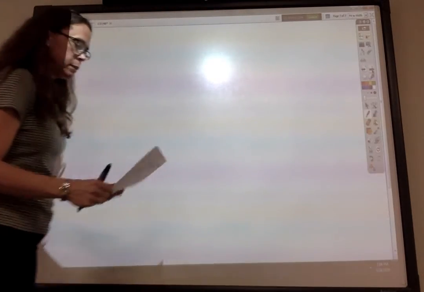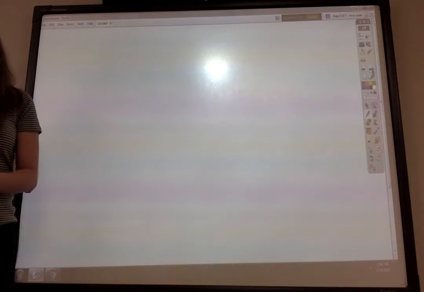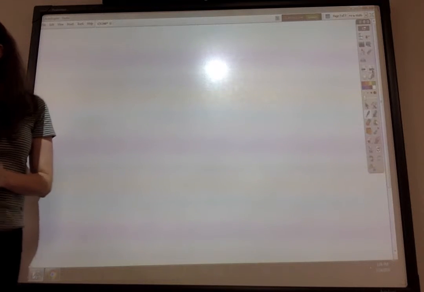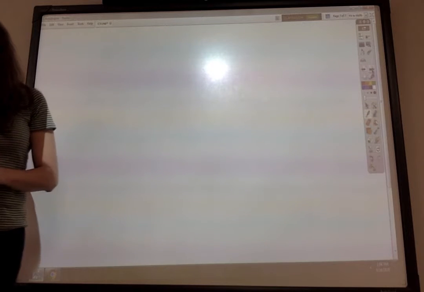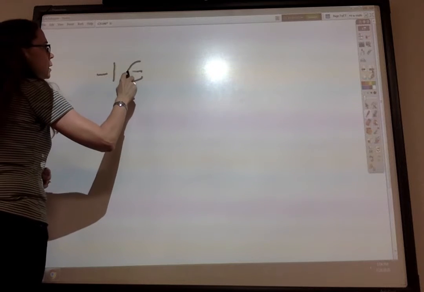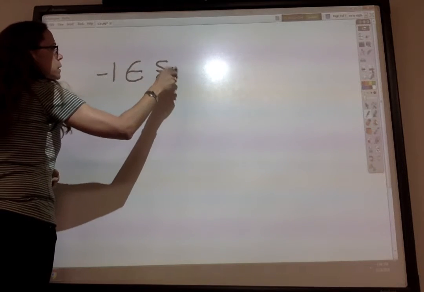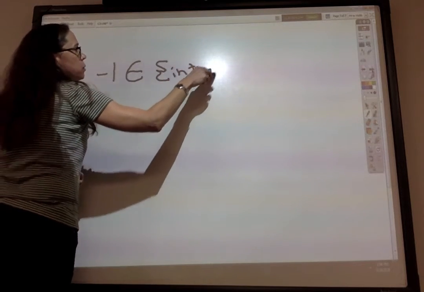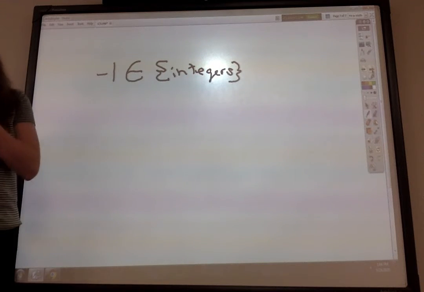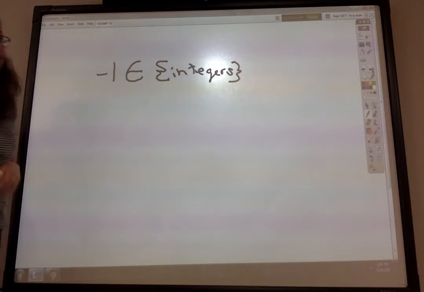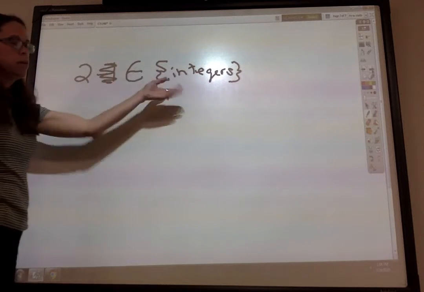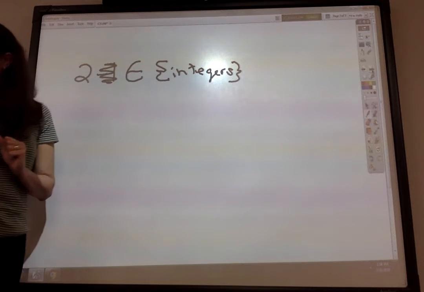Okay, practice set. A, they want you to indicate if the number is an element of the set of integers or not. A, you should have said that -1 is an element of the set of integers because -1 is an integer. B, 2. 2 is an element of the set of integers because 2 is an integer.